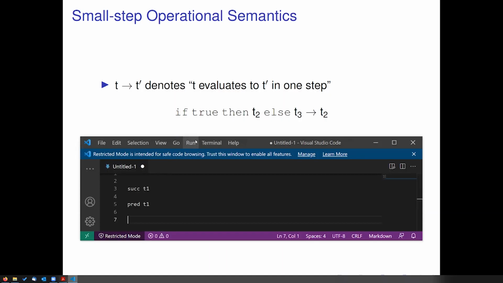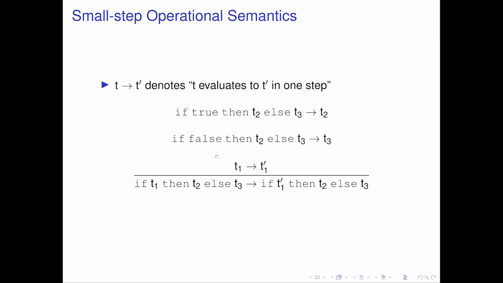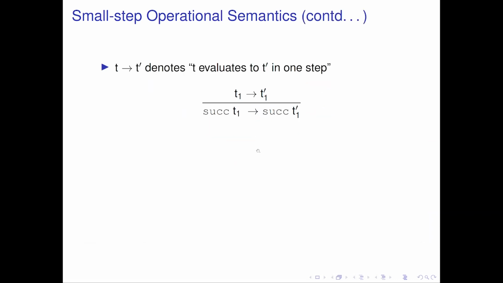So once again, you have to think in terms of premise and conclusion. This is the rule for successor: if T1 evaluates to T1 prime, then successor T1 evaluates to successor of T1 prime. T1 prime will have to go ahead and evaluate once again, and we'll keep doing that. So even though I am describing only one step, you will keep applying this one step to reach the end value of the program.